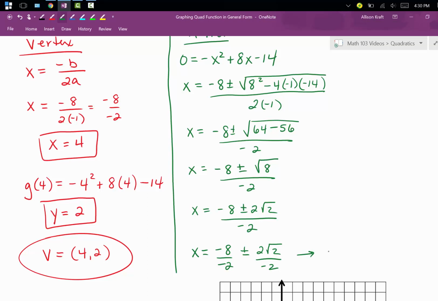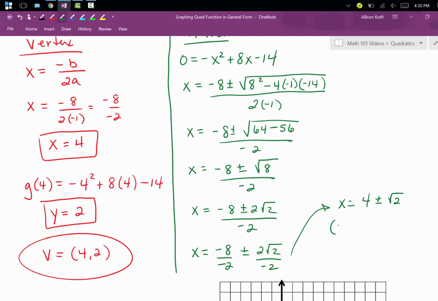So x will be equal to 4. Now here we have a plus or minus divided by a negative. A plus or minus divided by anything will always result in a plus or minus. Think about it. If you take the positive and divide it by a negative, you get a negative. If you take the negative from the plus or minus and divide it by a negative, you get a positive. So we're still left with that plus or minus, and just the square root of 2.